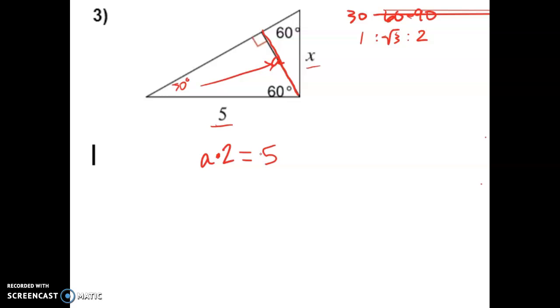So I know that A times 2 equals 5. I can divide by 2. A would equal 5 halves, and that's a good start. So I've now got one measure in here, and I know this is a 30, 60, 90.